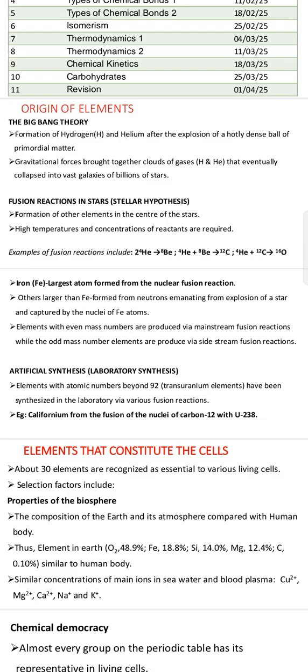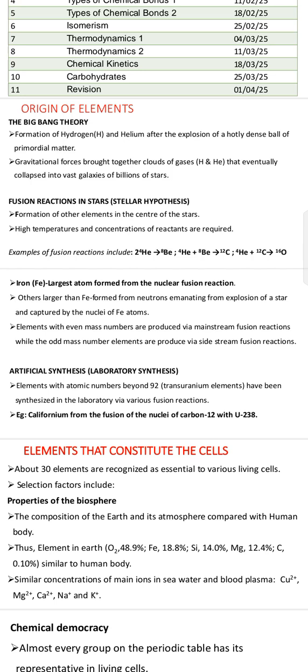So this was as a result of the gravitational forces bringing hydrogen and helium as the clouds of gases together, and after bringing them together they collapsed, and their collapse led to the production of billions of stars.